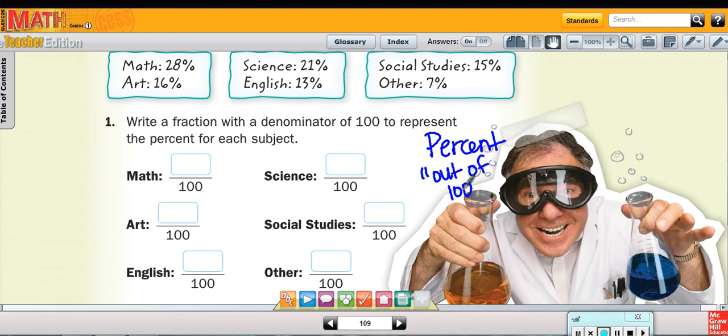If you recall from yesterday, we talked about that part of the word, the cent, meaning 100. Century means 100 years. There are 100 cents in a dollar, things like that.